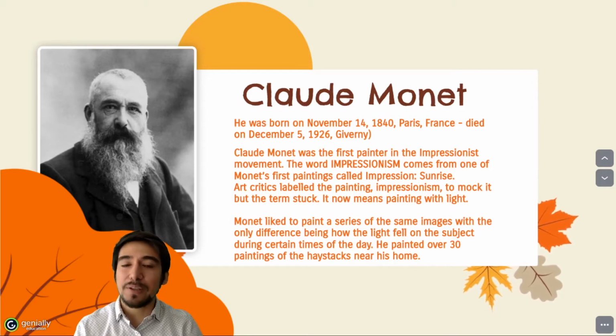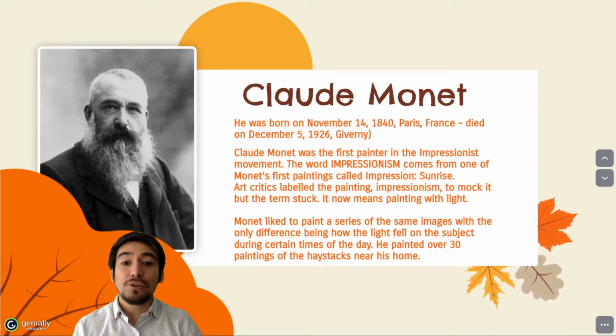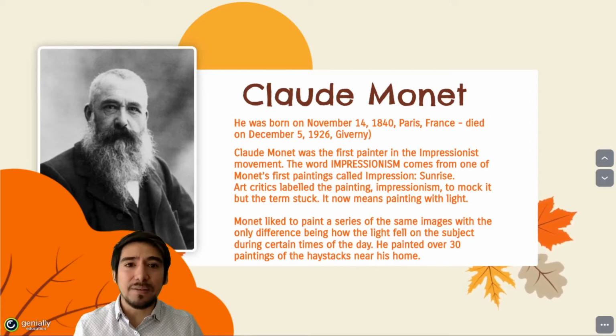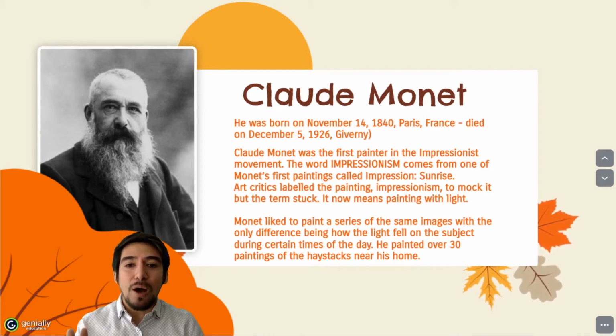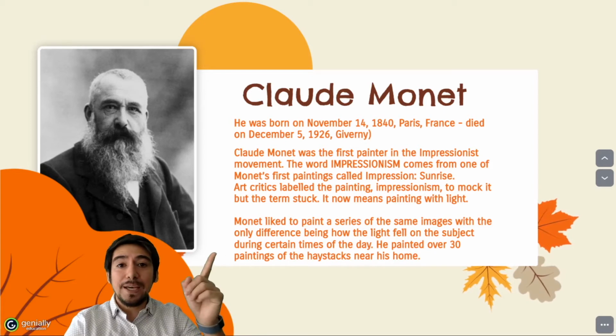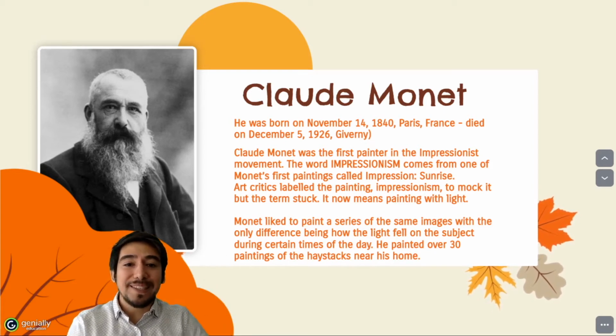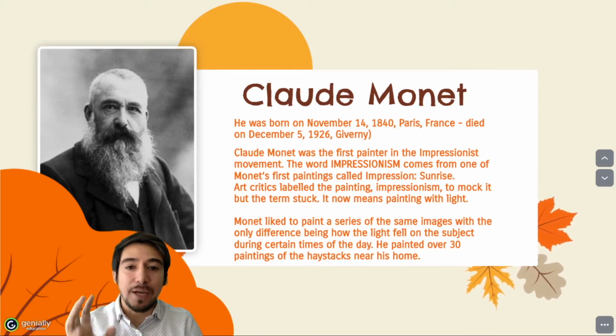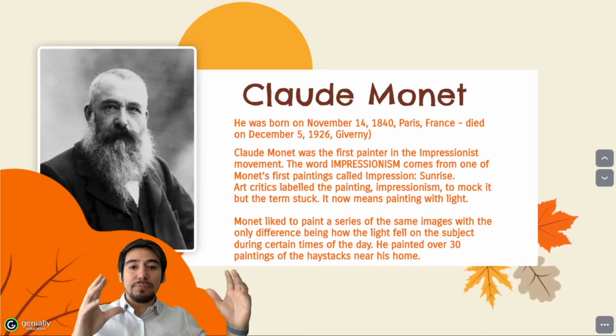Do you remember the sunrise? I will show it to you. Art critics labeled the painting Impressionism to mock it, para reírse, but the term stuck. So it now means painting with light. So Impressionism, like I said before, is painting with light. Monet liked to paint a series of the same images, with the only difference being how the light fell on the subject during certain times of the day.